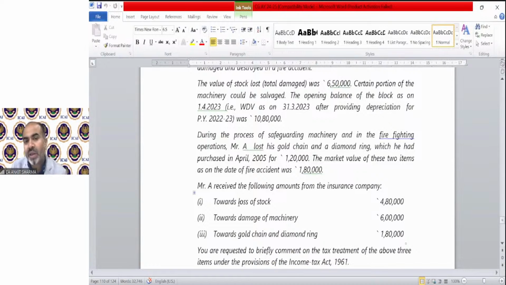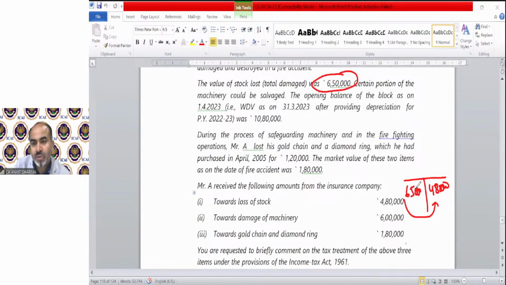He got the following as compensation for loss of stock. For loss of stock, whatever compensation he will get, that is going to be shown in the PGBP head. I can show you like this. This 480 is a receipt, so the receipt part will go in the credit side. The loss value, this is 650, can be shown on the PGBP loss side. So this is the treatment of PGBP.